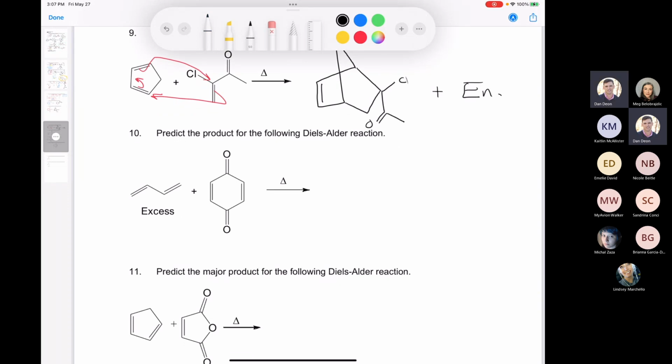Next one, it says we have excess 1,3-butadiene, and we're reacting it with this compound here. And you can see that we've got kind of two dienophiles in the same molecule.